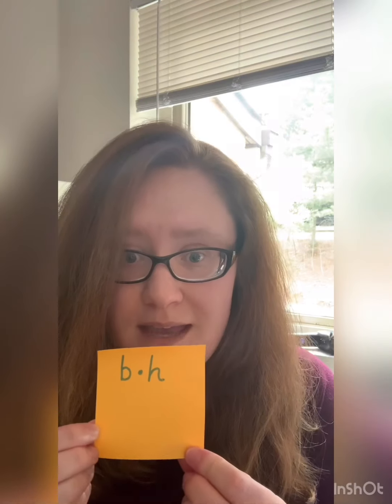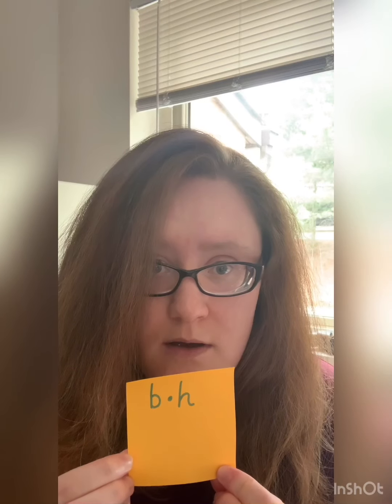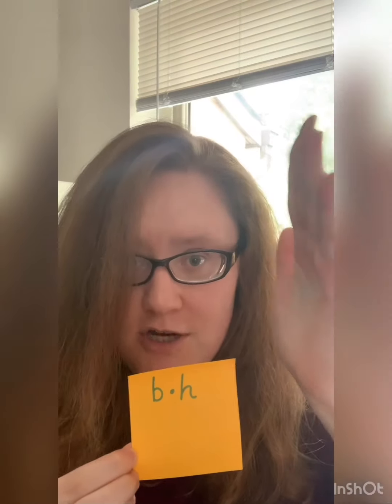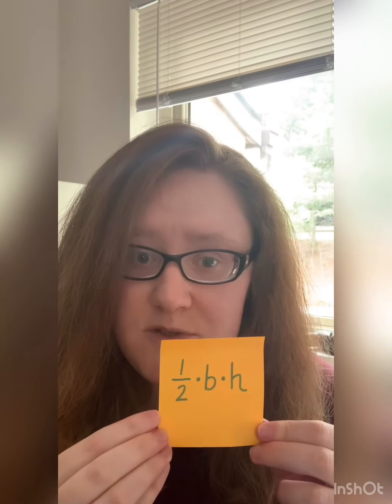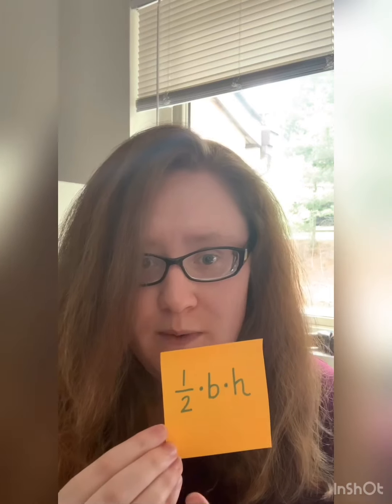First, we have base times height. And that base times height formula goes with rectangles and parallelograms. Remember, the base is whatever you assign it, whichever side, and the height is the perpendicular distance from the top of the shape down to the base. Next, we have 1/2 times base times height, and that is the area of a triangle. Remember that a triangle is half of a parallelogram, so we are taking half of that base times height.